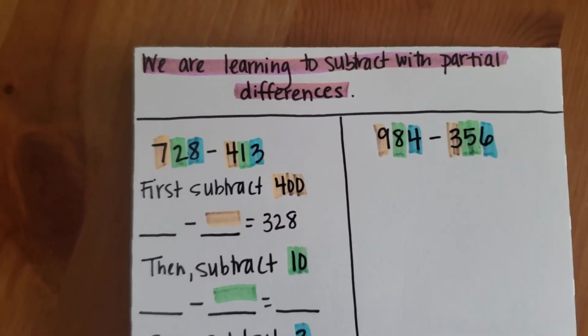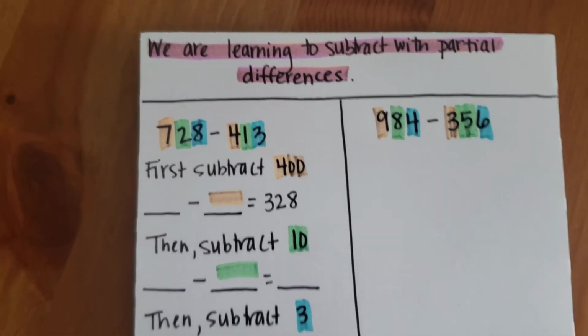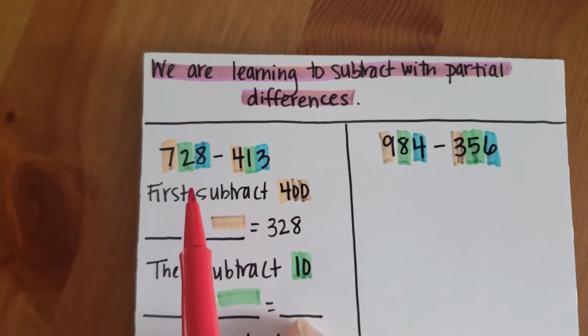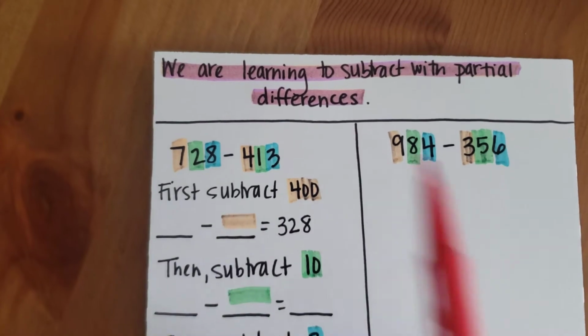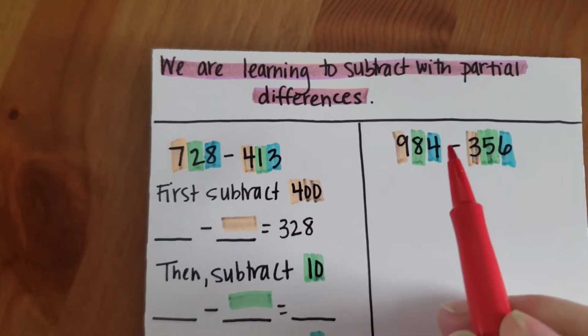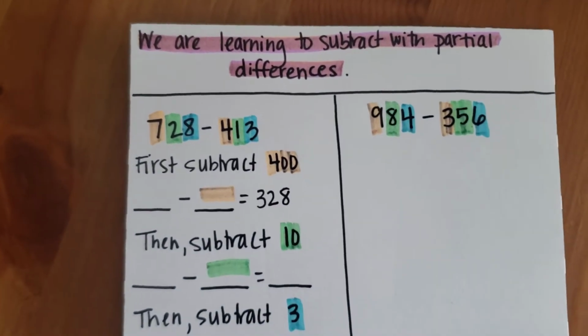Hey guys, today we are learning to subtract with partial differences. So the most important thing today is understanding our place value. All of our orange is our hundreds, our green is our tens, and our blue is our ones. That's going to be the most important thing, okay?